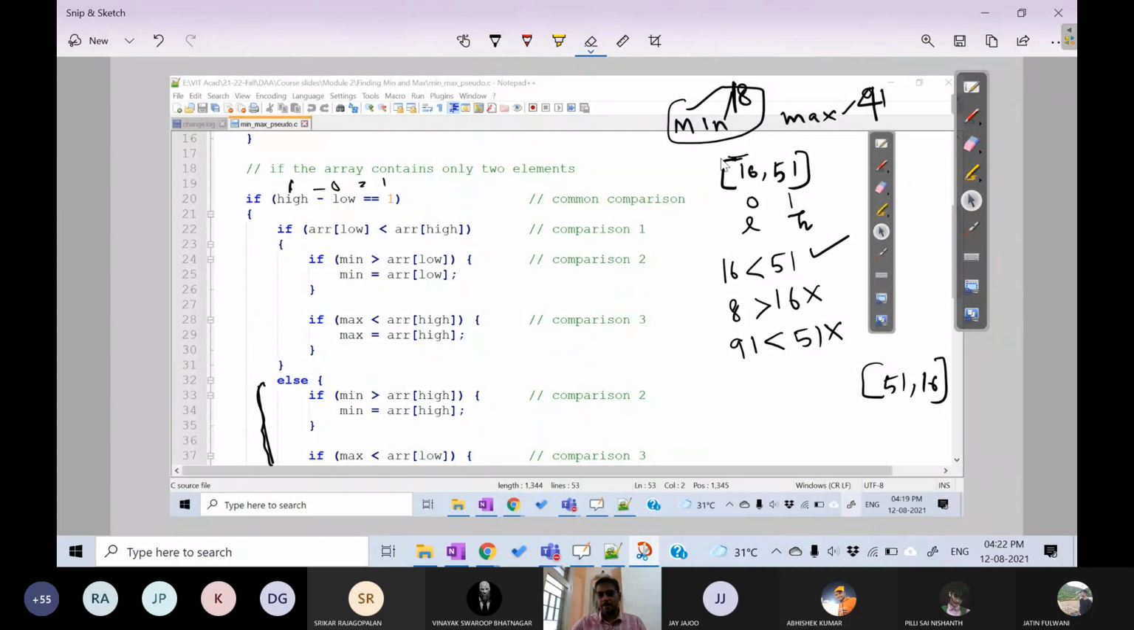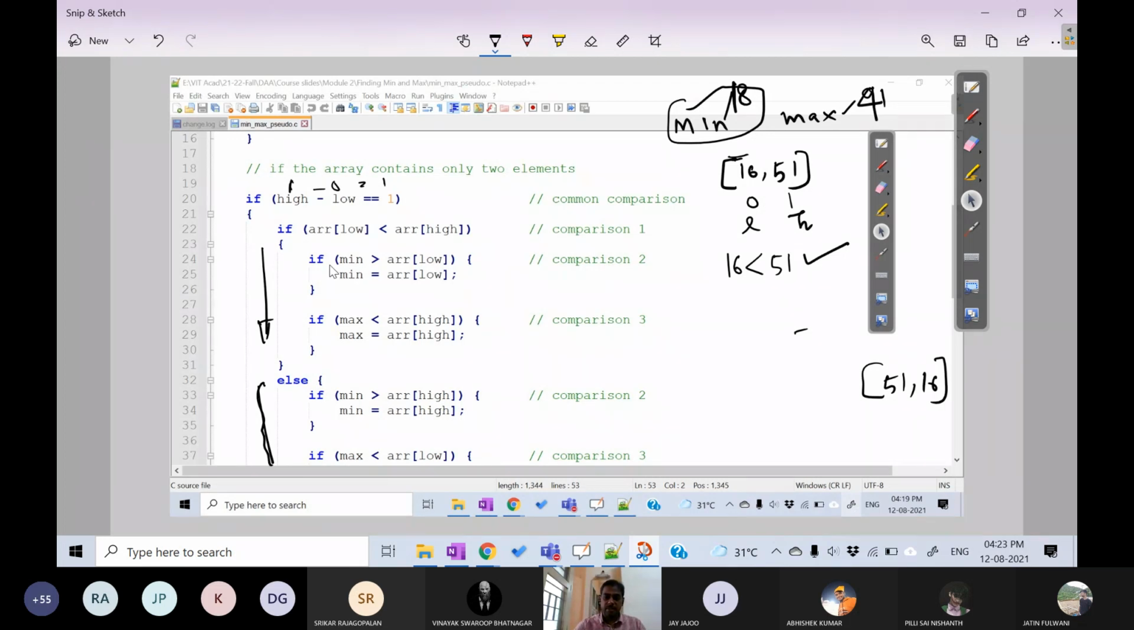In that case, what will happen? All these things will change. You can see that current minimum is 18 and current maximum is 41. In that case, what are the changes that are coming in? High minus low is equal to 1. That means we have a 2 element array. Then array of low is less than array of high. 16 is less than 51. Yes, correct. So the if conditional will go down.